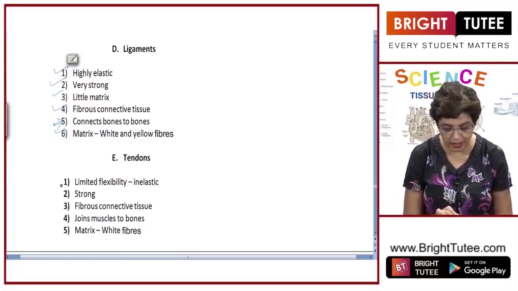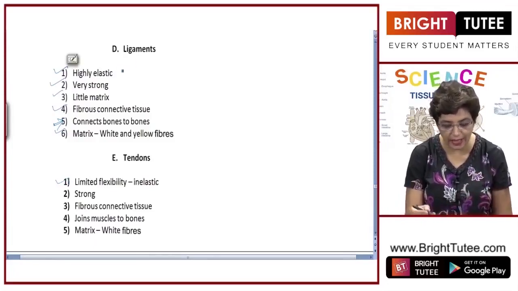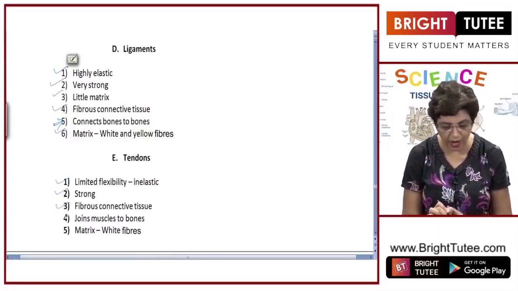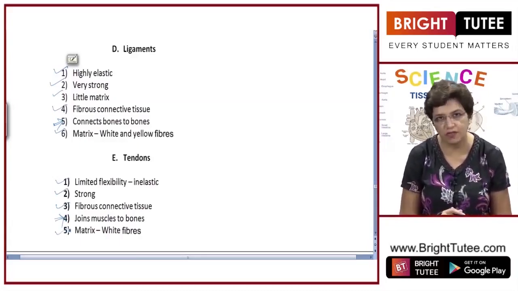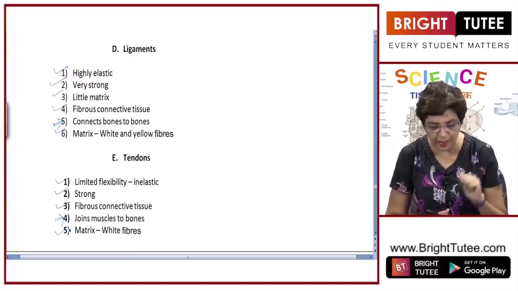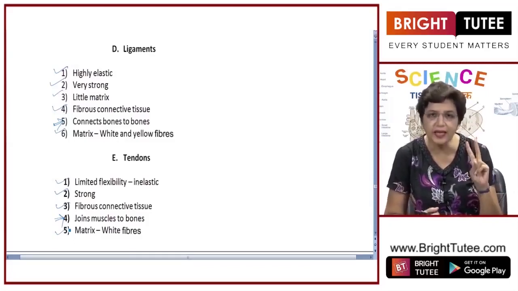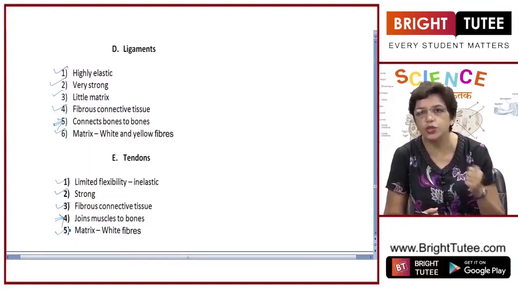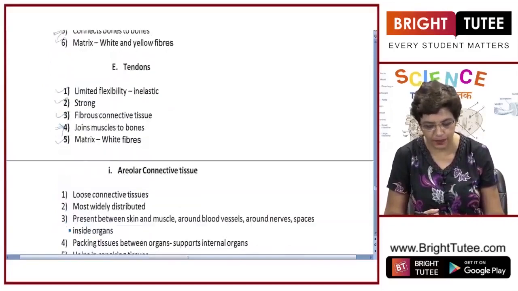On the other hand, tendons have limited flexibility. Just compare, ligaments are highly elastic, tendons are inelastic. They are also strong, they are also fibrous connective tissue, but the main point, they join muscles to the bones and the matrix is made up of white fibers. So two main differences between ligaments and tendons. Ligaments are elastic and they connect bone to bone. On the other hand, tendons are inelastic, they connect bone to the muscles. Both are fibrous connective tissues.